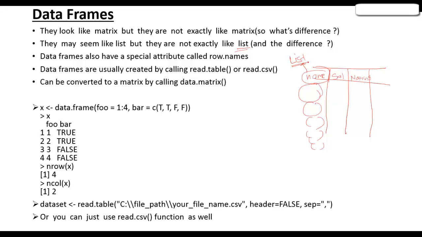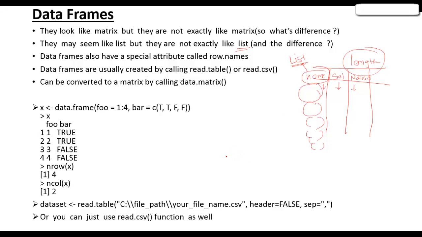Well, I should say, to a large extent, list and data frames are both similar, but a very small, still noticeable difference is there, which is that each and every column in a data frame is of the same length. That's not the restriction when we are dealing with a list.